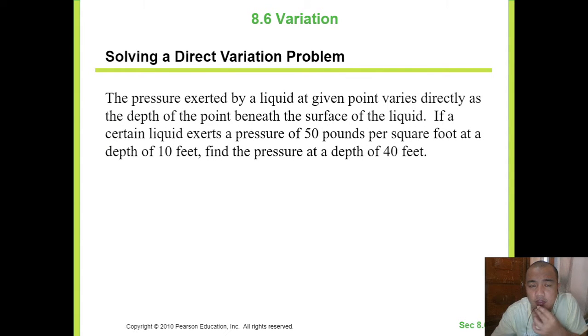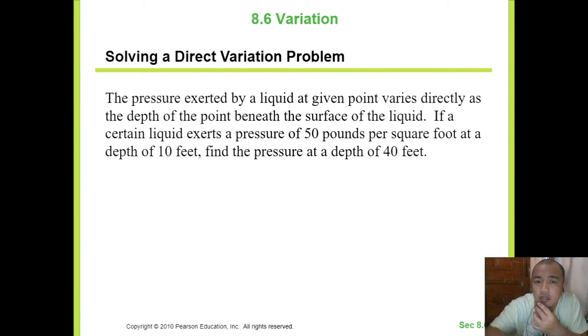Okay, this is now a word problem that involves direct variation. The pressure exerted by a liquid at a given point varies directly as the depth of the point beneath the surface of the liquid. If a certain liquid exerts a pressure of 50 pounds per square foot at a depth of 10 feet, find the pressure at a depth of 40 feet.